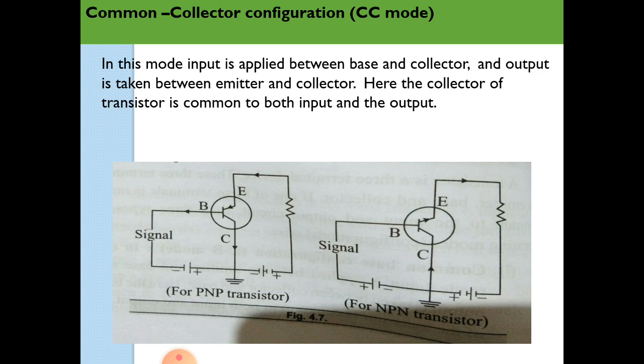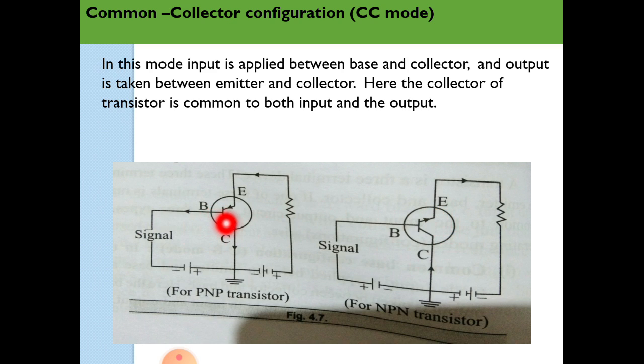Now common collector configuration, CC mode. In this mode, input is applied between base and collector and output is taken between emitter and collector. Here the collector of the transistor is common to both input and output. This is a PNP transistor, this is an NPN transistor.